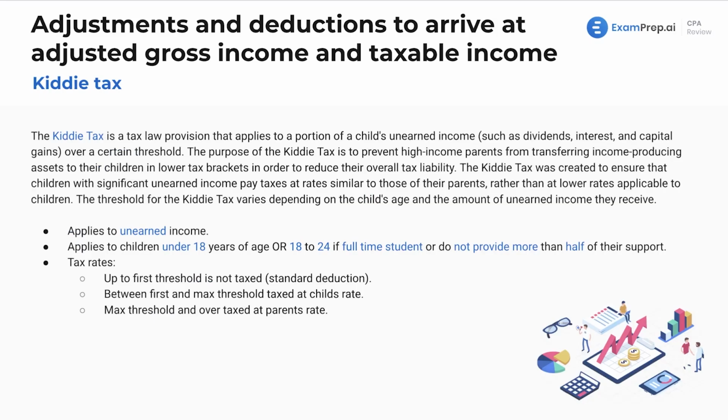The Kiddie Tax. All right. We've got some thresholds that will be in the resources for you to memorize. These will be changing year to year. The Kiddie Tax, what is this? What's the point of it? Sounds kind of funny. It's weird.